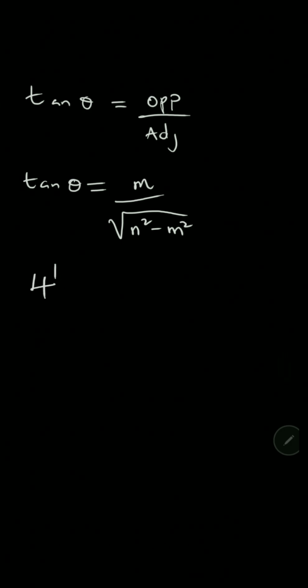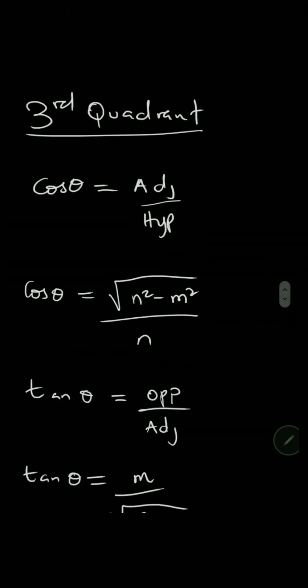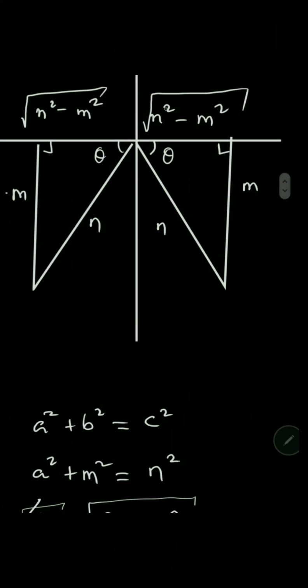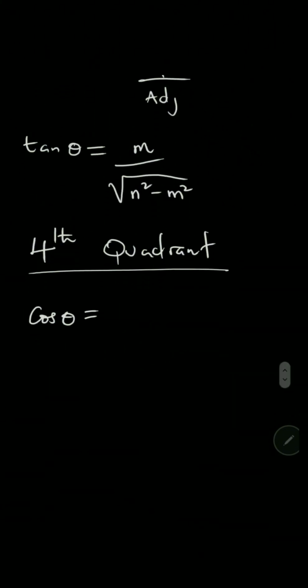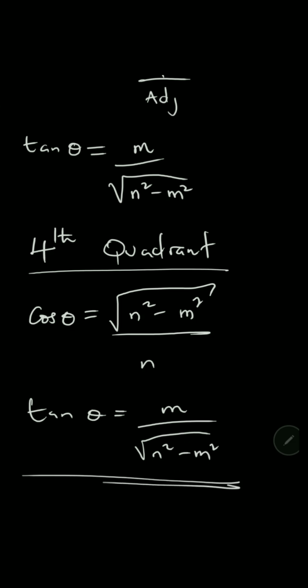Hence we have our two ratios, cos and tan, in that manner. Let's look at the fourth quadrant. Now for the fourth quadrant, since everything is just the same in terms of sides and all that, we just get the same values that we have in the third quadrant. So for the fourth, we also get the same as what we have in the third quadrant, which gives us our cos to be n squared minus m squared under a root divided by n. Then we come to tan theta, which will just also be m over the root of n squared minus m squared as what we have in the third.